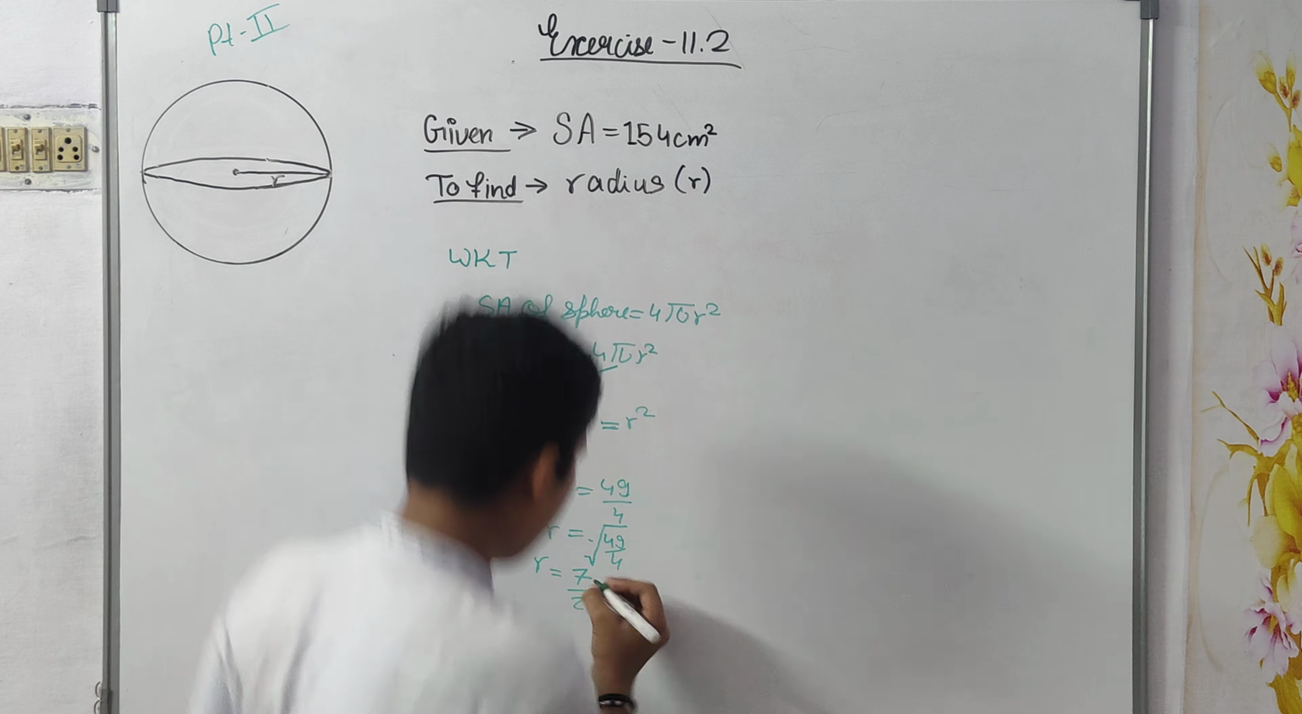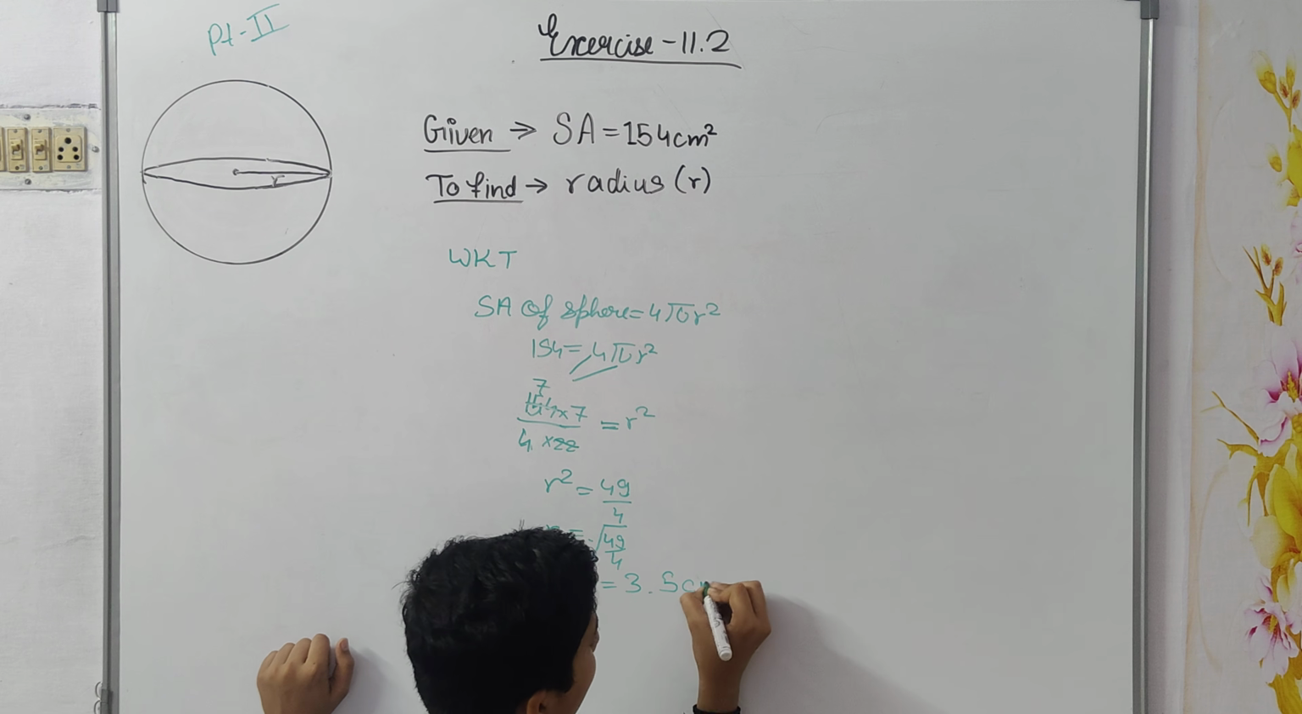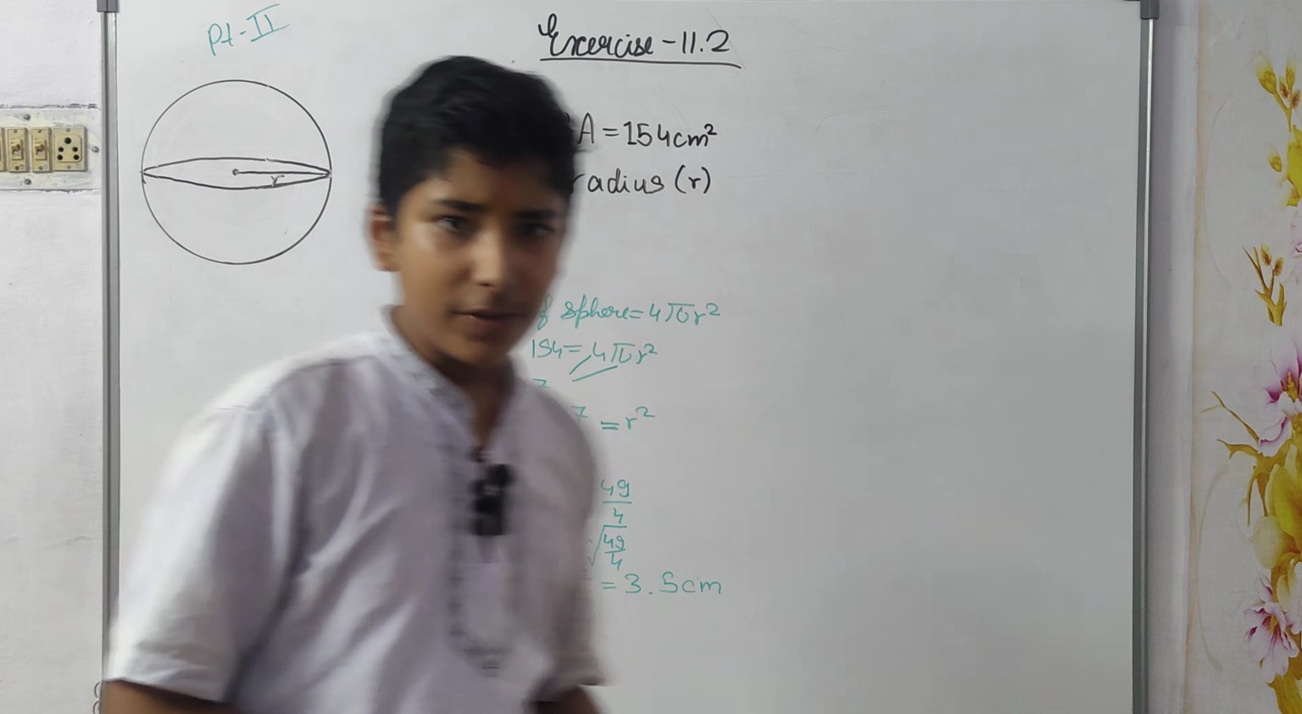And 7 by 2 can be written as 3.5 centimeter. Okay, hope you have understood.